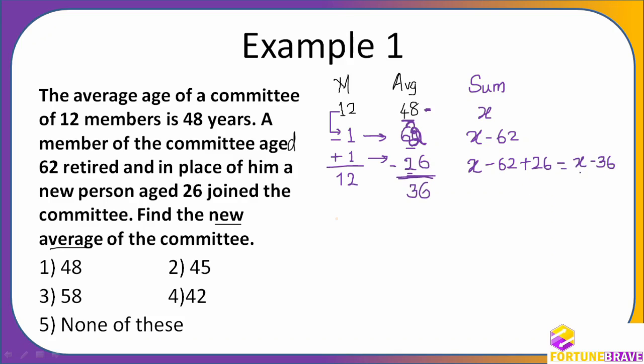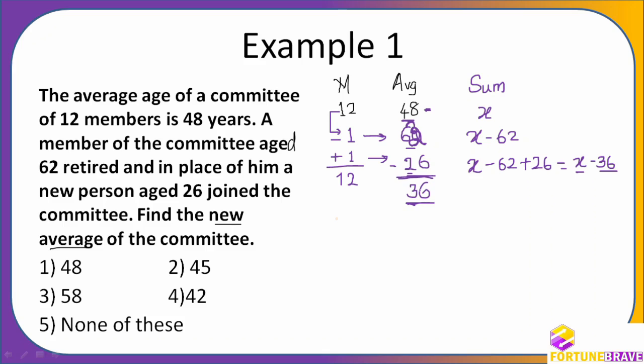So now the sum has come down by 36. Are you able to understand? I am just joining all of this so that you will be able to understand. Now the sum has become 36 less. So in the total there has been 36 less.